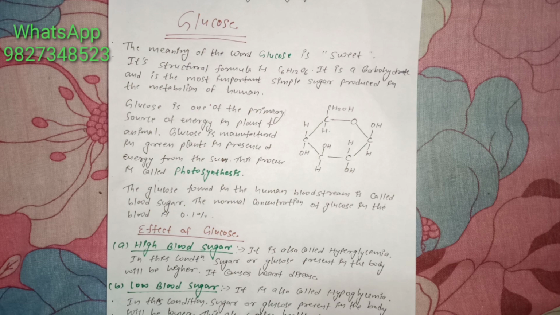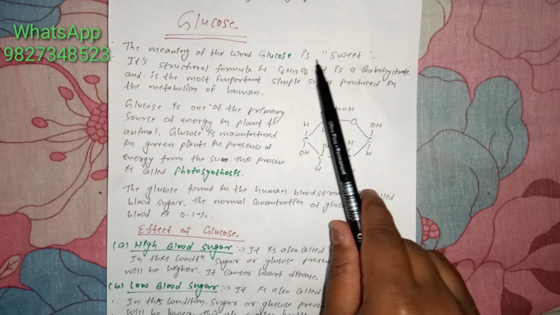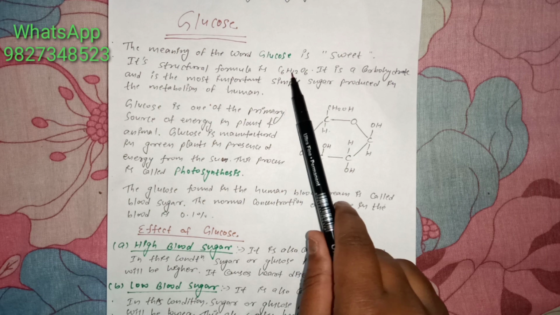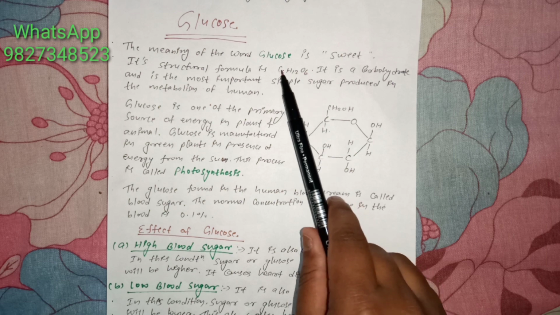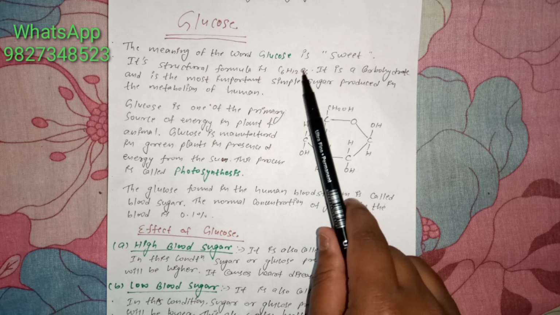Now let's see about glucose. What is glucose? The meaning of the word glucose is sweet. Its molecular formula is C6H12O6. So there are 6 carbon atoms, 12 hydrogen atoms, and 6 oxygen atoms.